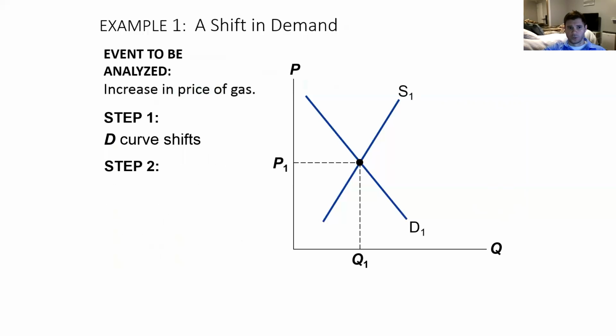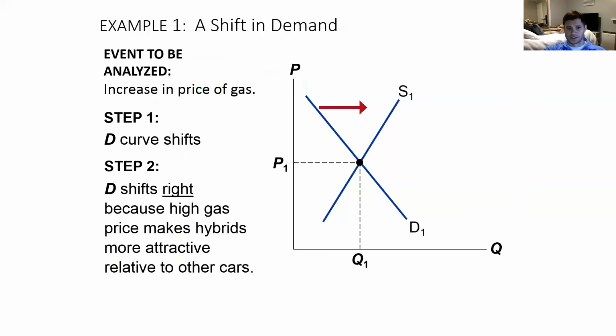Now step two, in which direction does the demand curve shift? Well, let's think about this. If gas prices have increased, now the substitutable mode of transportation is more expensive. If I have to use a gas guzzler, that's going to cost me more, meaning that pushes some buyers into this market for hybrid vehicles. So it's as if the number of buyers in the hybrid market increased. Okay, and that is absolutely consistent with a rightward shift in the demand curve for these hybrid vehicles.